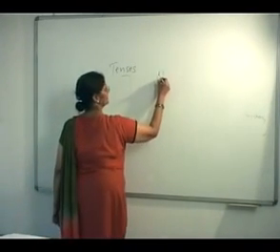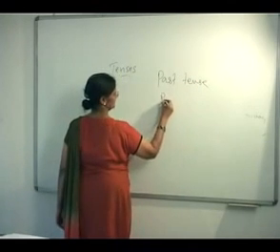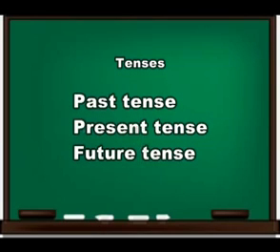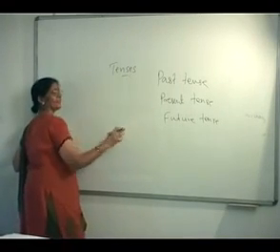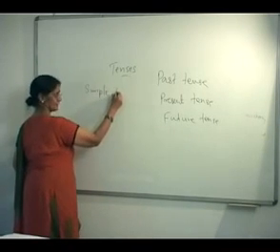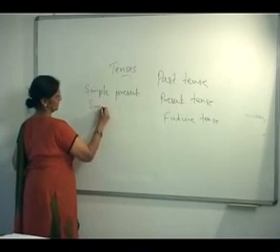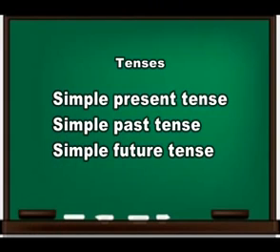Three basic tenses are past tense, present and future. Now let's do it the easy way. Each tense has different aspects. Let's start with the very simplest. Now we'll start with simple present, simple past and simple future.